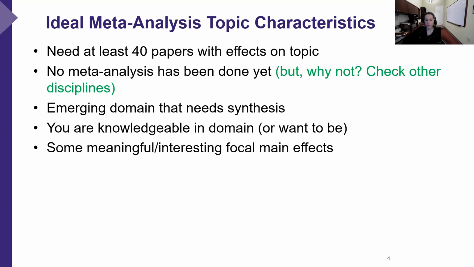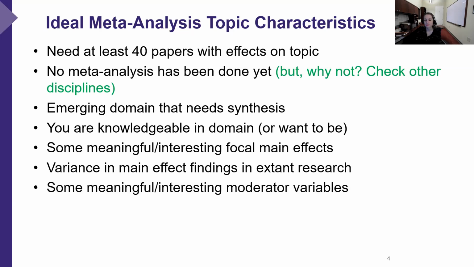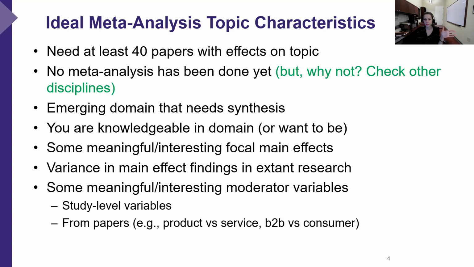Okay, you should look for a topic where there are interesting main effects, where there's variance in main effects, and where you think there might be a potential for moderators to explain the differences in these effects. And the moderators, where do they normally come from if you look at meta-analyses? So they might come from the study level variables. So those are everything about the original studies.